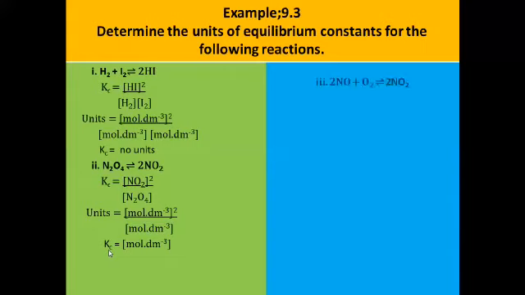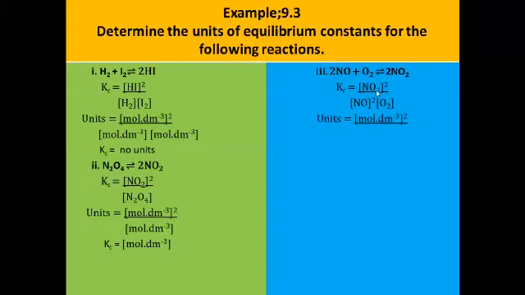Another example is nitric oxide. When it reacts with oxygen, it will give nitrogen dioxide. 2 moles of nitric oxide will react with oxygen and form 2 moles of nitrogen dioxide. The first thing, as I told you before, is to write the Kc expression. We will write the product in the numerator with its coefficient as a power, and the reactants in the denominator. Again, the coefficient will go in power. So this 2 will be written as a power. Now we will put the units.